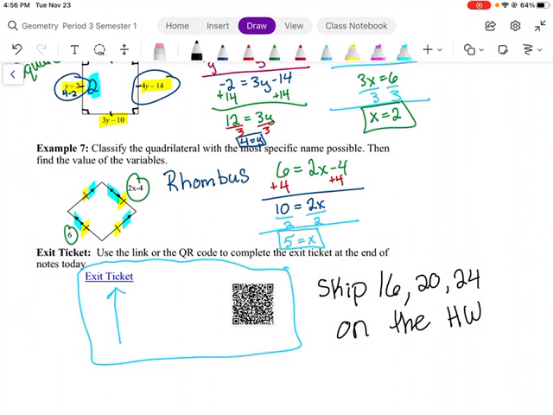The homework, there are a few problems on there that we haven't learned quite how to do yet, so you can skip questions 16, 20, and 24. We are going to learn how to do those in a different chapter, so for now we are just going to skip them. And if you have any questions, just let me know and have a good day.